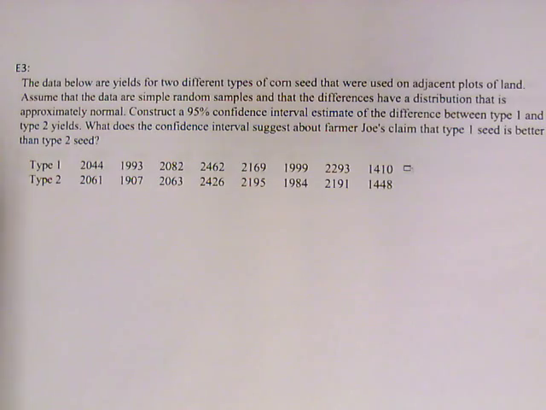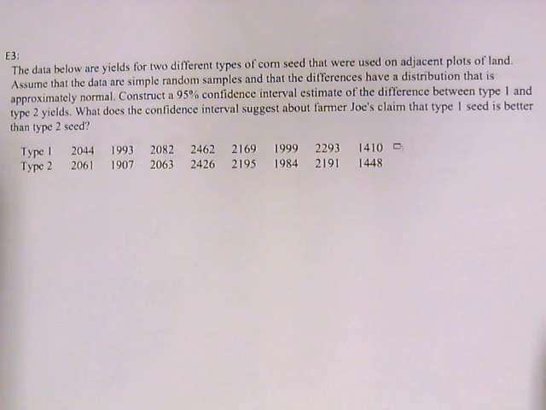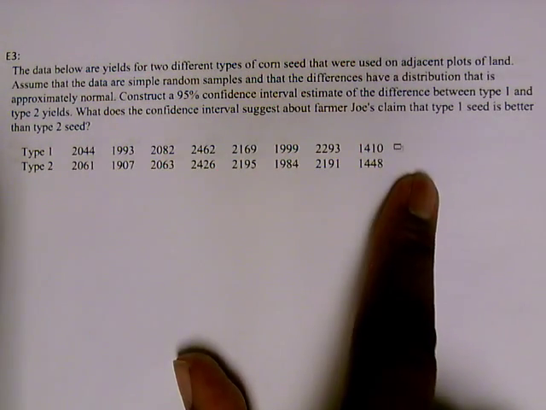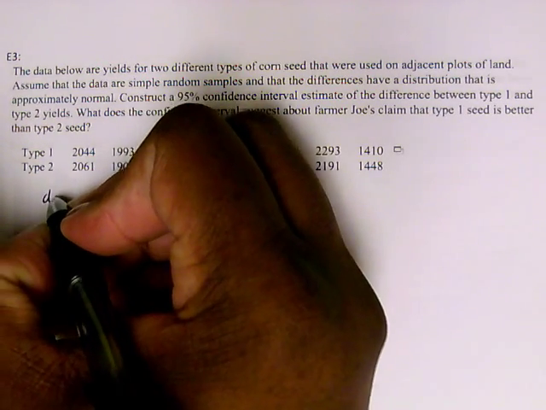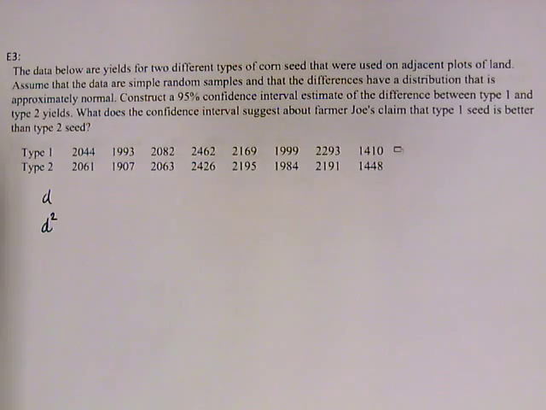But if it does not include 0, if both the lower and upper limits are negative, or if both are positive, then there is sufficient evidence of a significant difference. And this is what we have right here, type 1 and type 2, and those data values. We need to find out what d is, and we need to find out what d squared is going to be, because we don't know what d bar is and we don't know what s of d is.